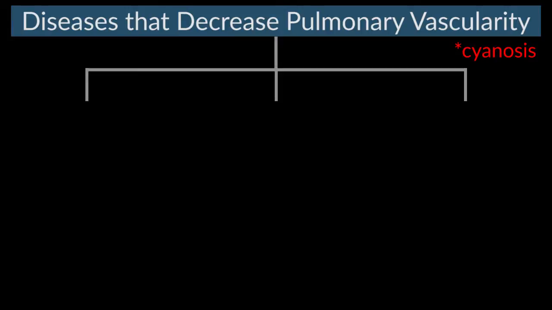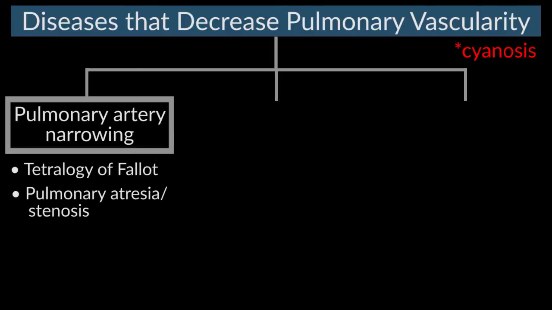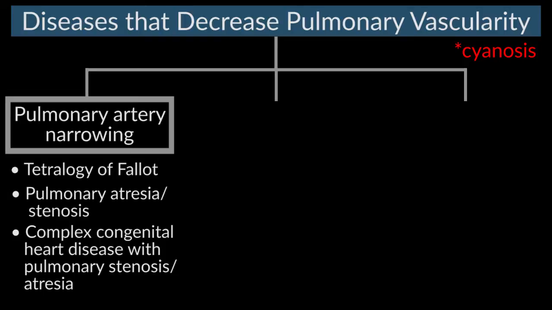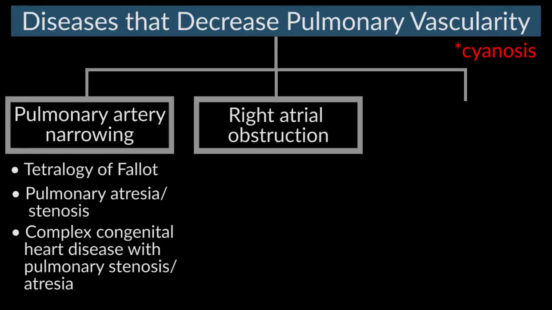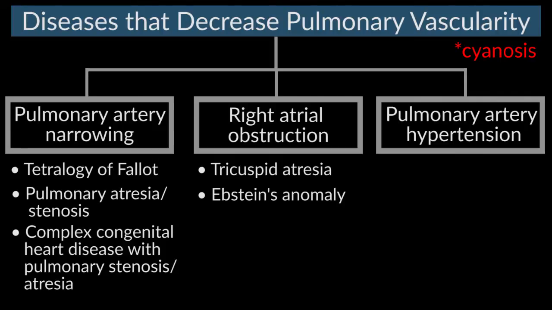The most common cause is that of significant pulmonary artery narrowing, and that is often seen with tetralogy of Fallot or pulmonary atresia or stenosis, but can be a part of any complex congenital heart disease with pulmonary narrowing. It can also be seen with right atrial obstruction in infants with tricuspid atresia or Ebstein's anomaly, and it can be an acquired condition in children with pulmonary artery hypertension, especially those who develop the Eisenmenger complex.